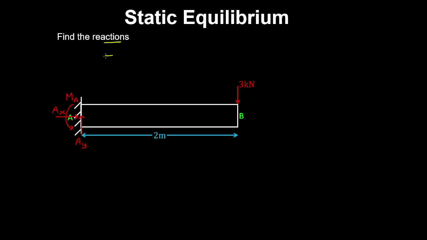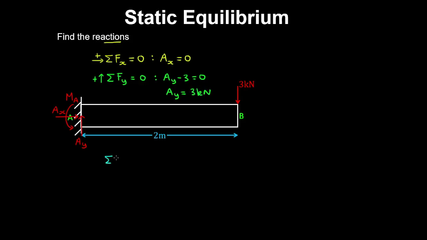And now applying Newton's first law in the horizontal direction, where the sum of forces is equal to 0, we'll take forces acting to the right as positive. So therefore AX is 0. And now we'll take a sum of forces in the vertical direction, where the net force is 0, and we'll take forces acting upwards as positive. Therefore AY minus 3 kilonewtons is 0. So AY is 3 kilonewtons.